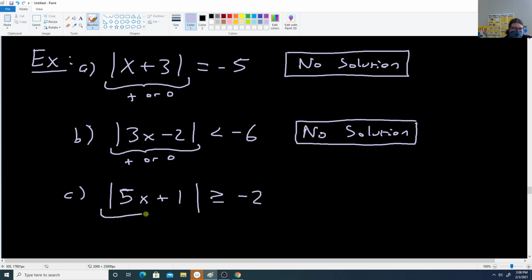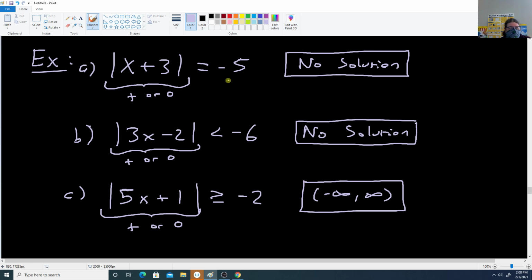Down here, this is always positive or 0. When are positive numbers bigger than negative 2? That's always. When is 0 bigger than negative 2? 0 is always bigger than negative 2. So this will be true always.